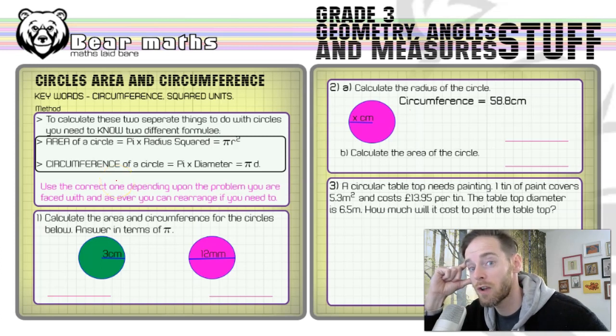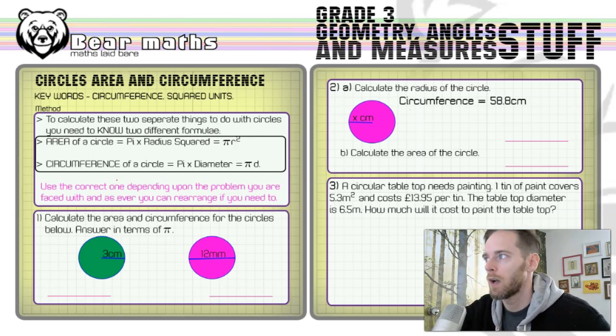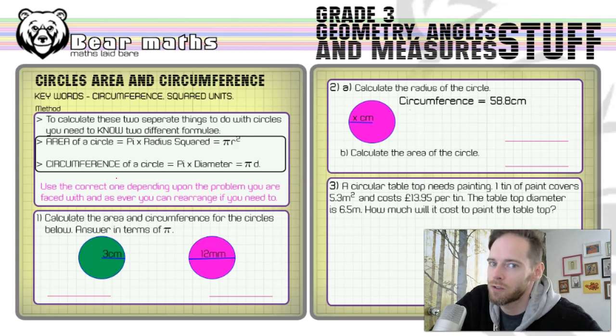This video is on circles and the area and circumference of those circles. Keywords I've got for you are circumference and squared units. Now I mentioned in the last video what squared units were. That's the units of your answer for an area question. But circumference is the distance around the outside of the circle. It is the circle's perimeter, basically.